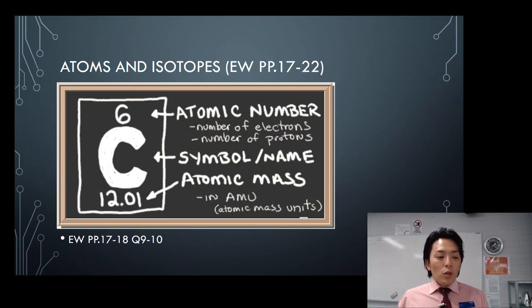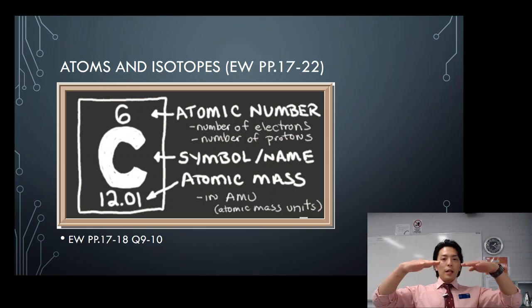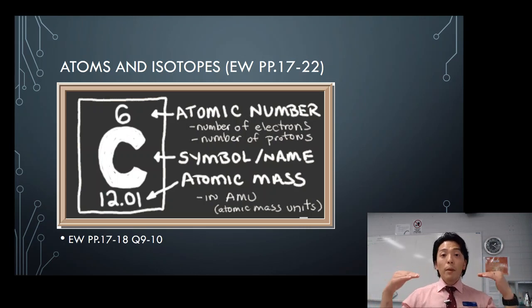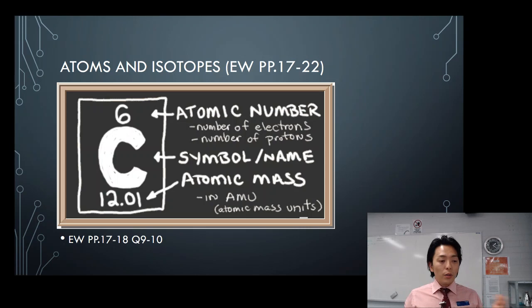Atomic number, what does it show? It shows the number of protons, and in an atom, the positive and negative should be the same, therefore the number of electrons as well. So carbon has 6 protons and 6 electrons. C is a symbol, and you would probably see a name if the periodic table was big enough. So you can also see the appropriate spelling as well.